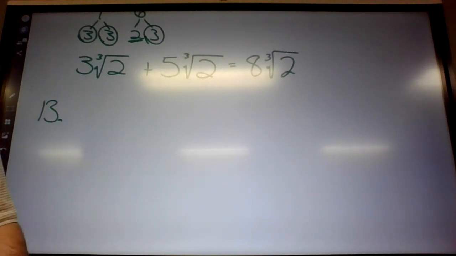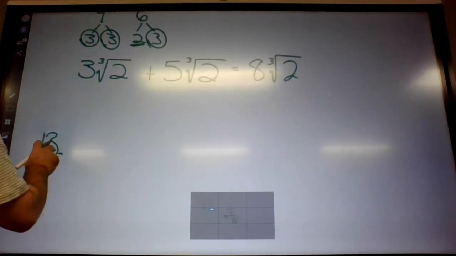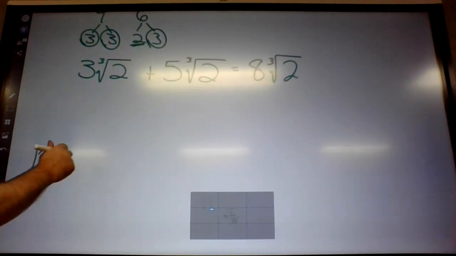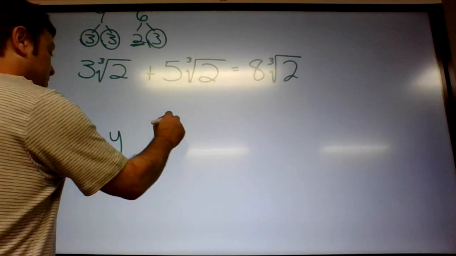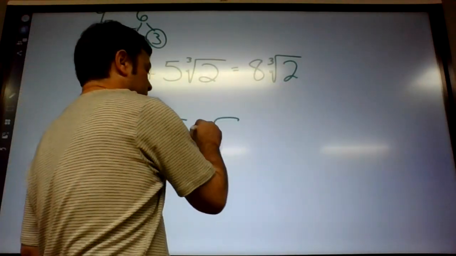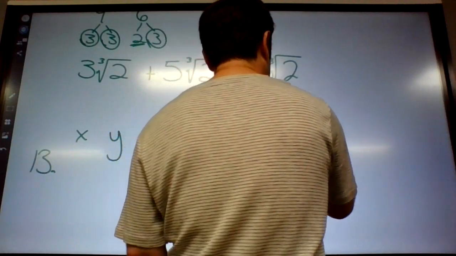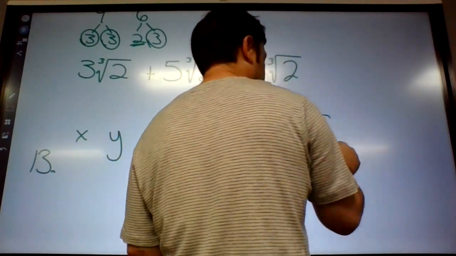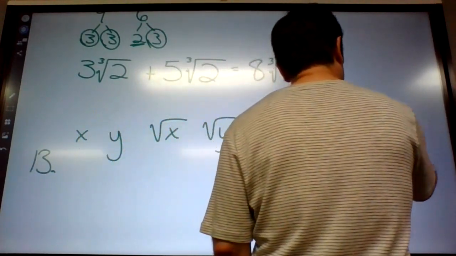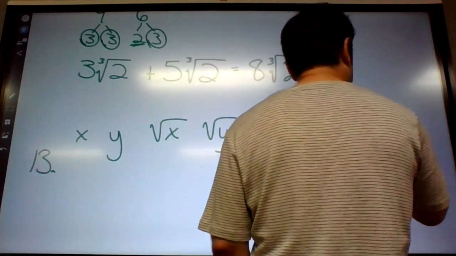Maybe. 13. Complete the table. You don't have to draw the table. You can just fill in the blanks here. I might go ahead and write a couple things down. So we've got x, y, square root of x, square root of y, square root of x plus square root of y. They're trying to make a point with this. We'll see if we can figure it out.